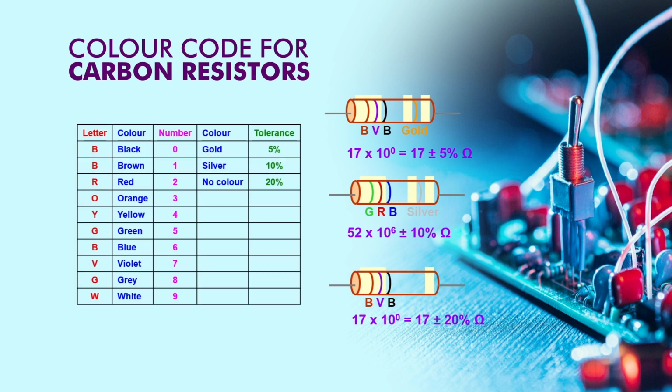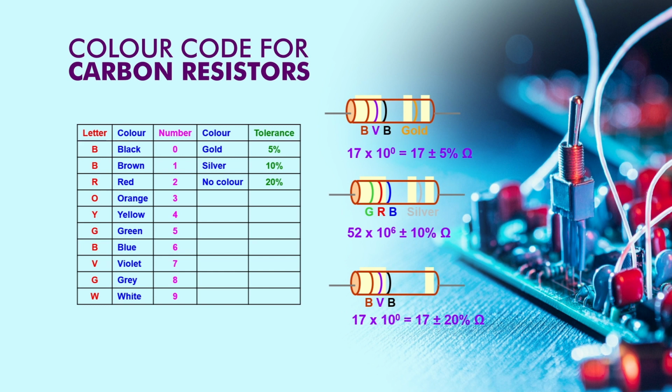The color codes are as follows. Black corresponds to number 0, brown corresponds to 1, red 2, orange 3, yellow 4, green 5, blue 6, violet 7, grey 8 and white 9. And the colors golden, silver and no color represent 5%, 10% and 20% tolerance respectively.